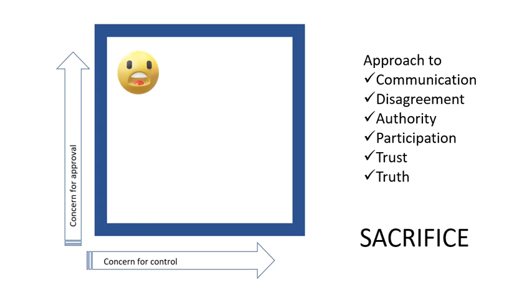Here's another approach. Suppose I'm your principal and I have a high concern for approval and a low concern for control. In other words, I want to be a popular guy with my faculty. I mean, that's my motivation. I want my teachers to like me. And if they like me, then they'll do what they're supposed to do. My approach to communication is to agree with everything, tell everyone what they want to hear, which is dangerous because that can cause disagreement.